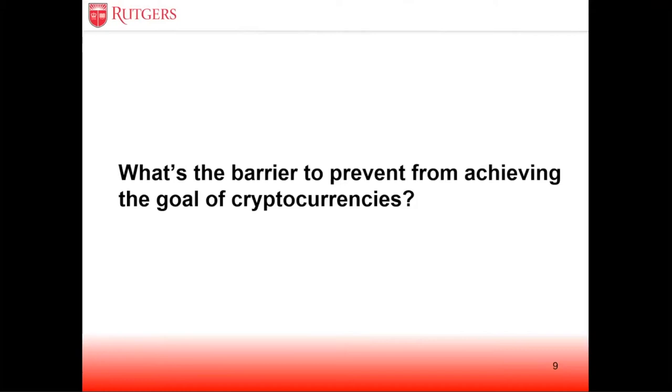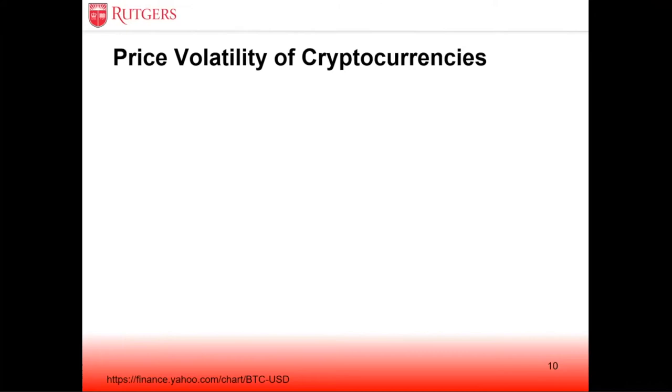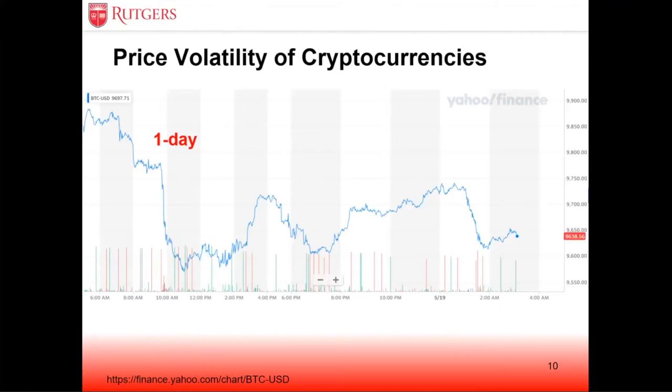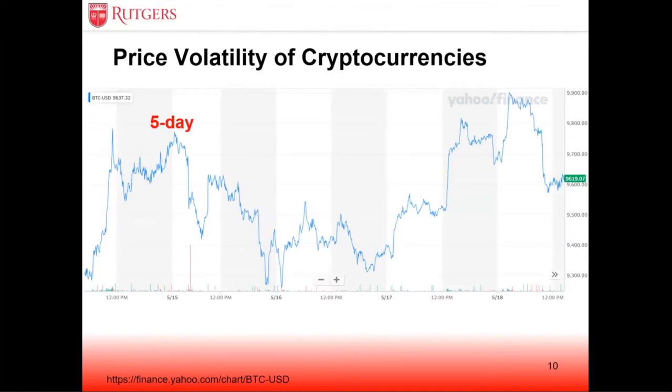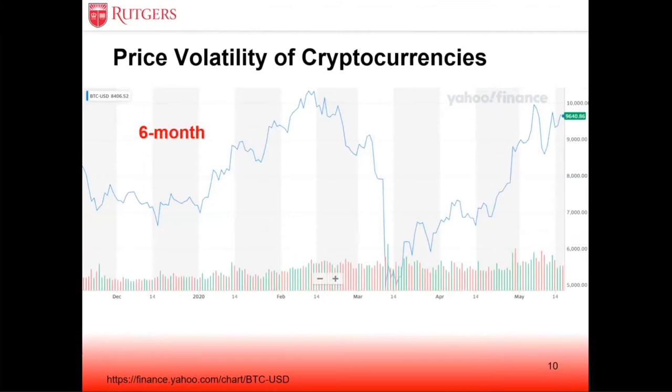Why would we not use cryptocurrencies in our daily lives now? Aren't they volatile? Yes. Okay, so I think the major reason is the price volatility of cryptocurrencies. Let's take the Bitcoin to US dollars example. That's the 1 day price trend. It could range around $300 in 1 day, around $600 in 5 days. That's the 1 month trend, 6 month trend, 1 year, and 5 year.